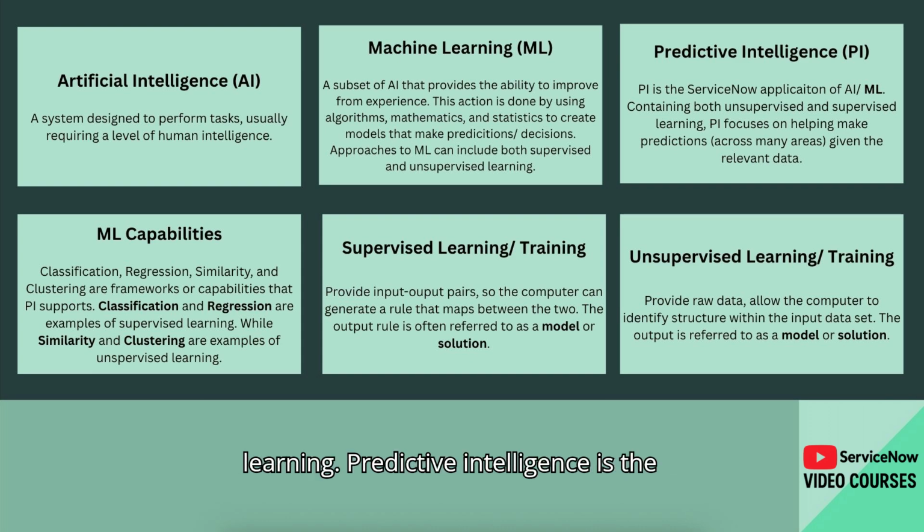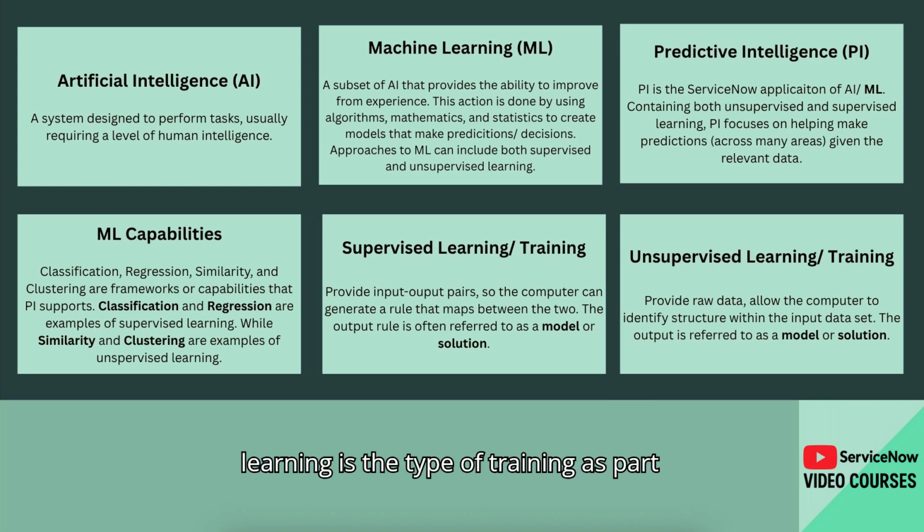Predictive intelligence is the ServiceNow application of AI or ML. Containing both unsupervised and supervised learning, PI focuses on helping make predictions across many areas, given the relevant data. Classification, regression, similarity, and clustering are frameworks or capabilities that PI supports. Classification and regression are examples of supervised learning, while similarity and clustering are examples of unsupervised learning.